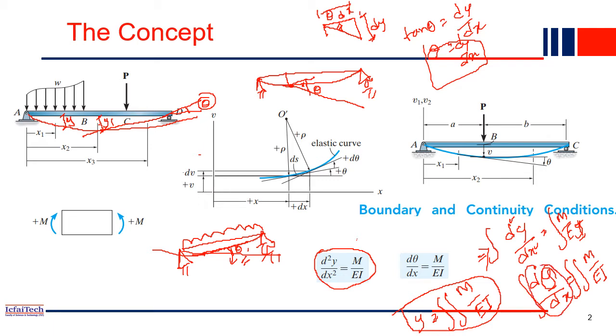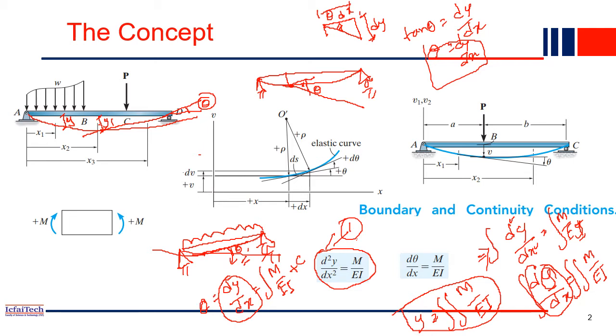Let me write it clearly. If you integrate the equation the first time, you will get dy/dx equal to the integral of M/EI plus C. What is C? If you integrate, you always get an integration constant. This dy/dx is nothing but theta.